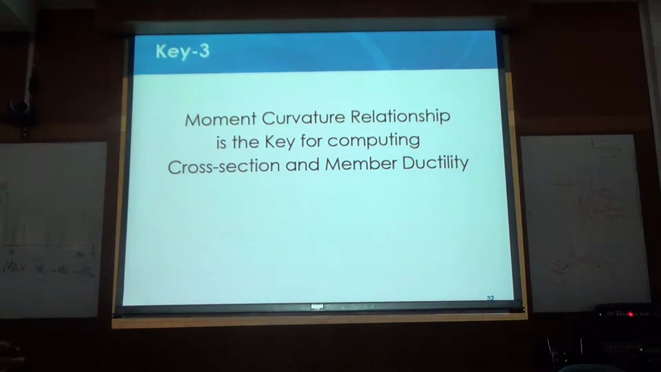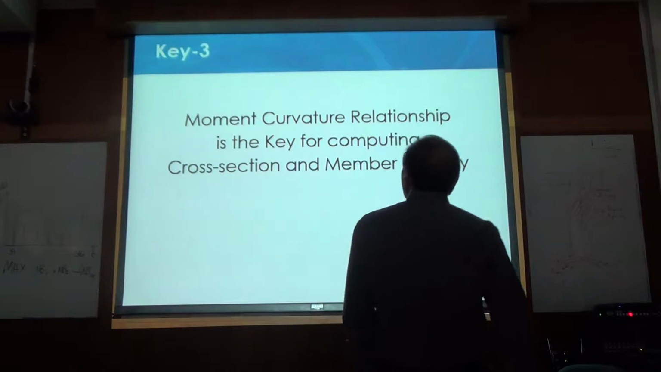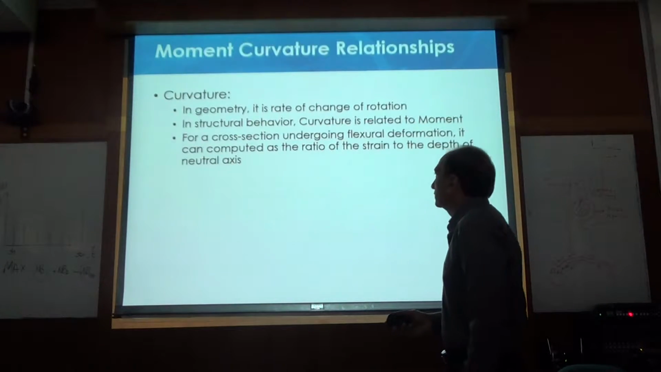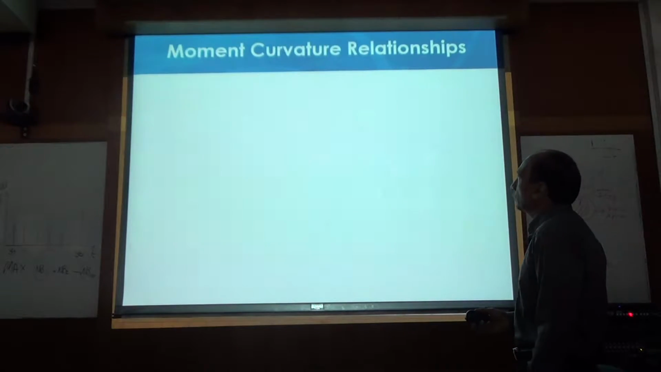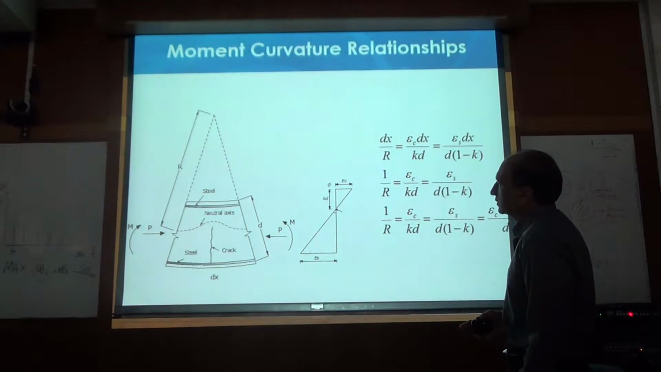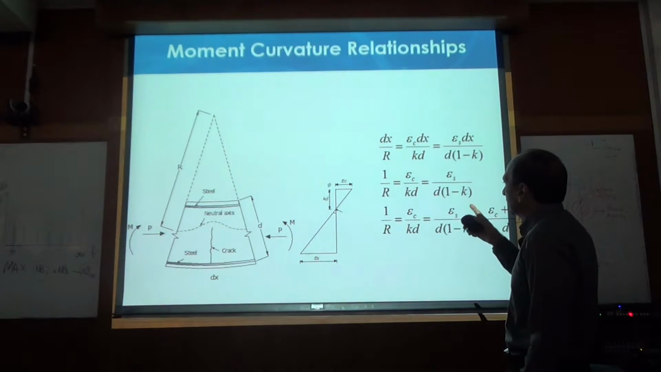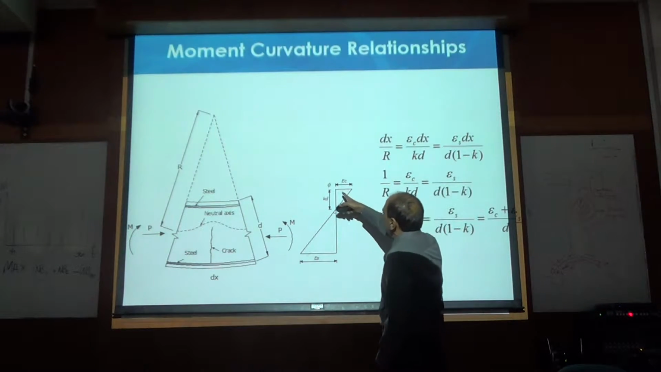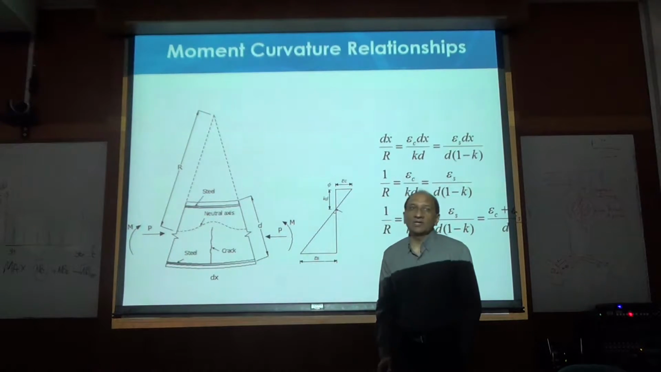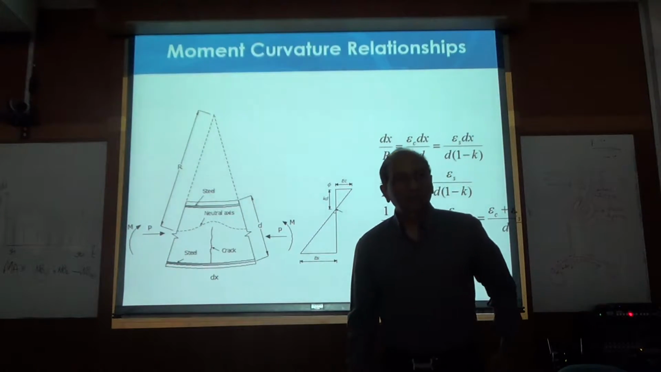Moment curvature, we talked about the key. The moment curvature relationship is very, very important. Curvature, we talked about what is curvature. We said that this is the ratio between the radius of curvature, and from this one we can determine these two values, concrete strain and depth of neutral axis, help to determine the curvature.